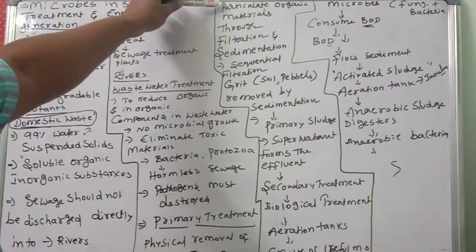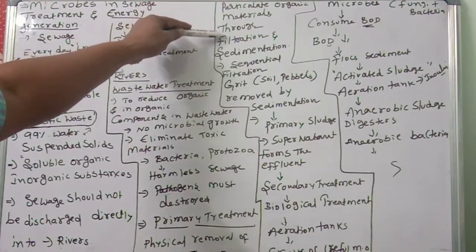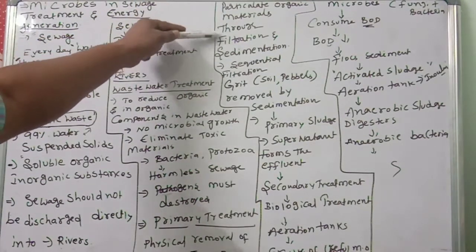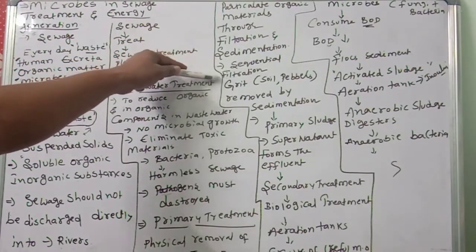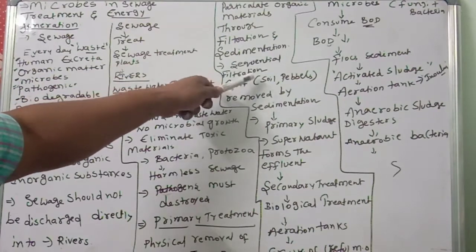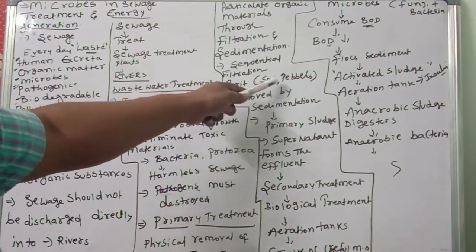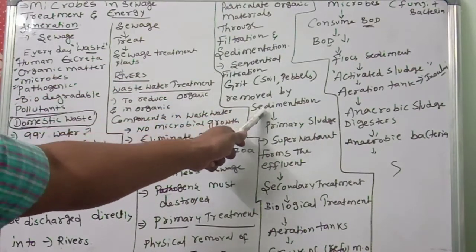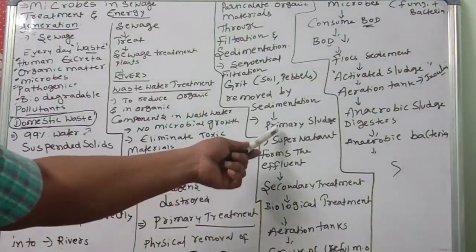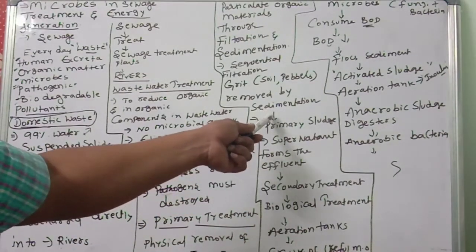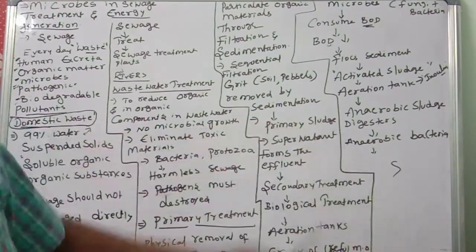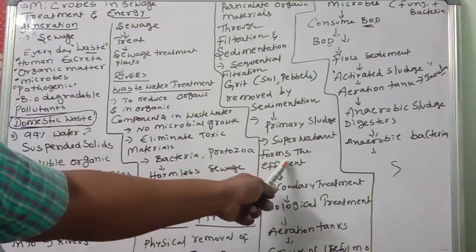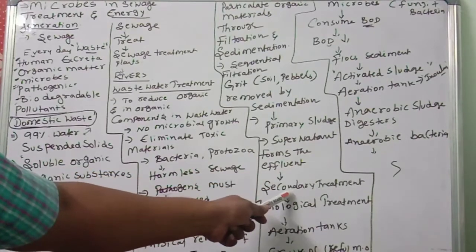So particulate organic materials are removed through filtration and sedimentation. Sequential filtration is helpful to remove the grit. Grit is removed by filtration, and soil and pebbles are removed by sedimentation. The sediment at the bottom is called primary sludge. The supernatant forms the effluent. That effluent we are sending to which one?